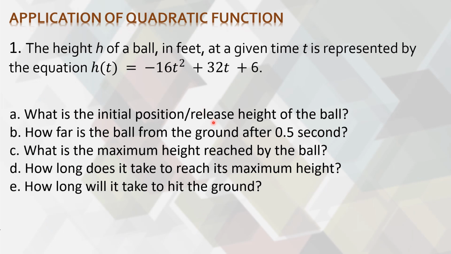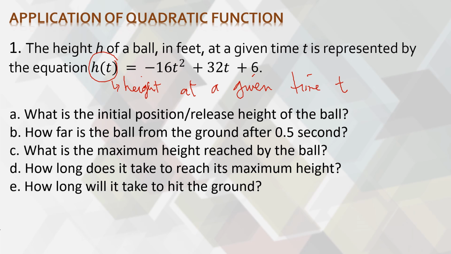So the first problem is the height h of a ball in feet at a given time t is represented by the equation h of t is equal to negative 16t squared plus 32t plus 6. Ang ibig sabihin nito, itong h of t represents height at a given time, which is t. Sa madaling salita, pabago-bago ang height na yan habang pabago-bago din ang time. So that makes it a function. No single time can provide two heights.